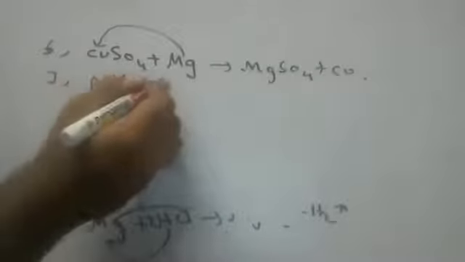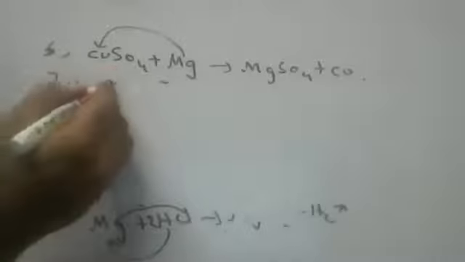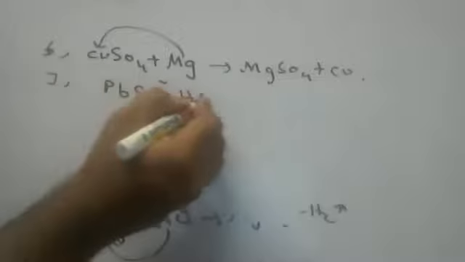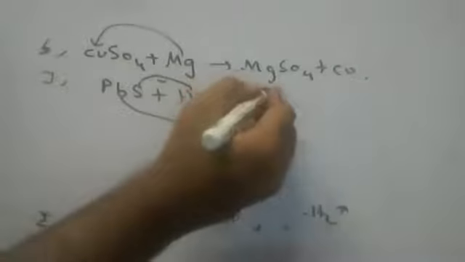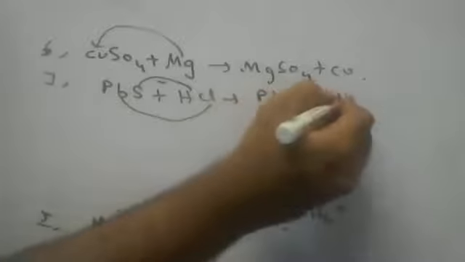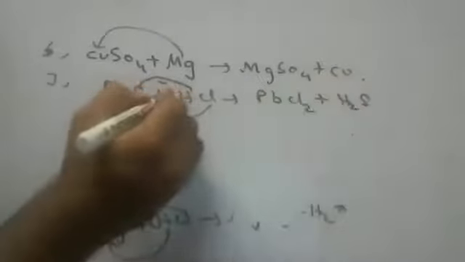Next one. Lead sulfide with HCl. Lead sulfide, Pb plus 2, S minus 2, plus 2 minus 2 cancel. So PbS plus HCl gives what? He said lead chloride and hydrogen sulfide. PbCl2, lead chloride plus hydrogen sulfide, H2S. 2H, 2Cl, so put together.